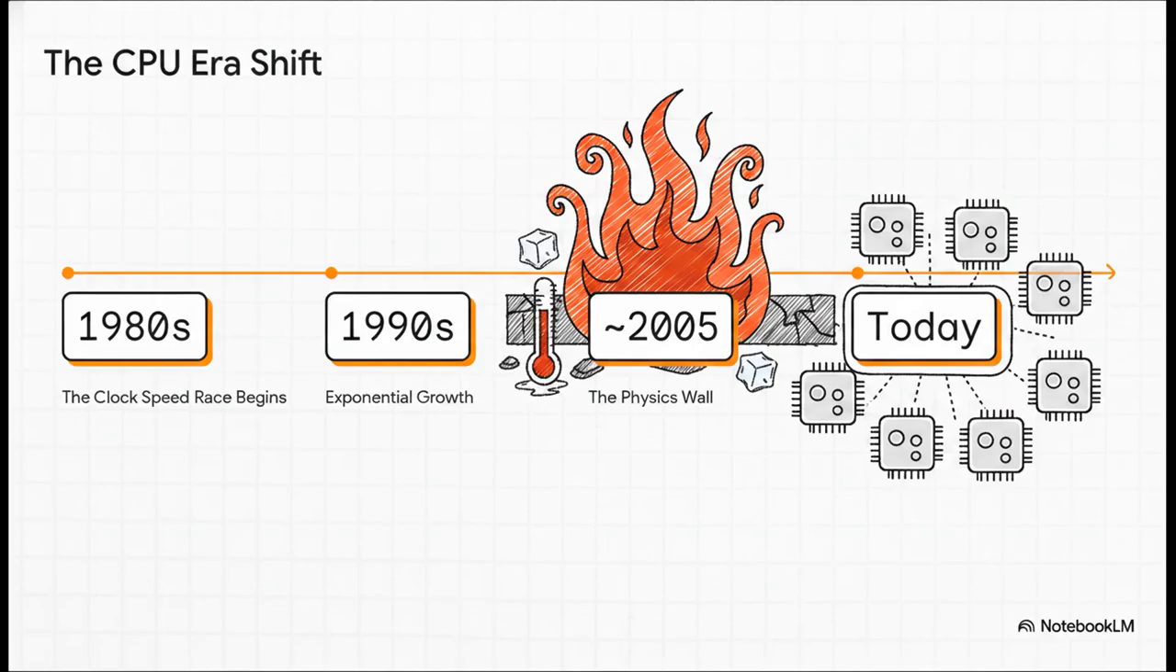And this timeline shows you exactly why. Around 2005, chip makers hit a wall, a literal wall of physics. Pushing clock speeds higher meant generating more heat, and we simply couldn't cool the chips down fast enough. So the industry pivoted. Instead of making one core faster, they started putting more cores onto a single chip. And just like that, the multi-core era was born, and it changed the rules for writing software.